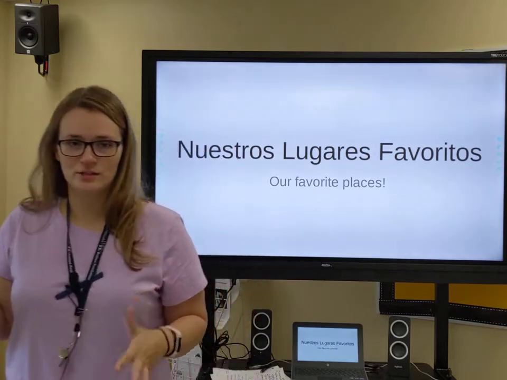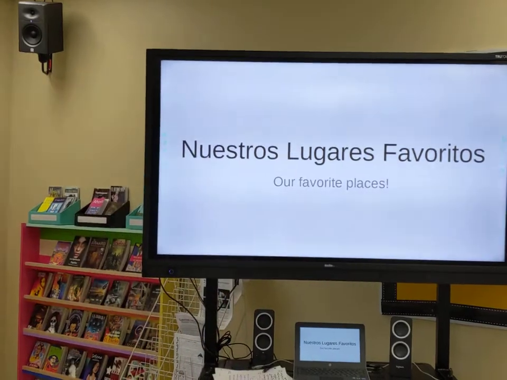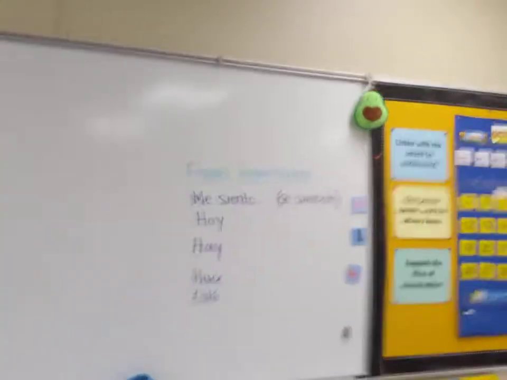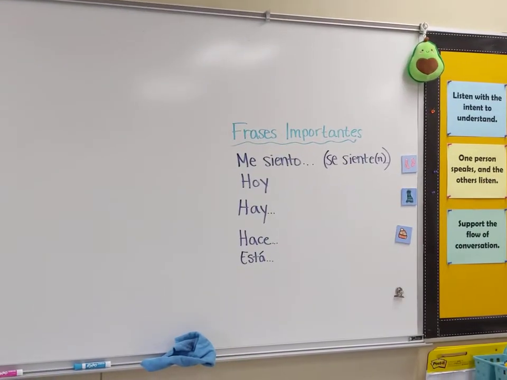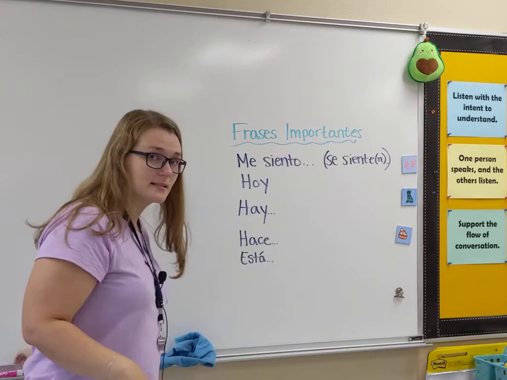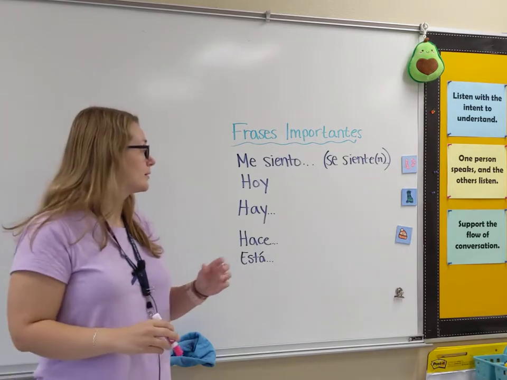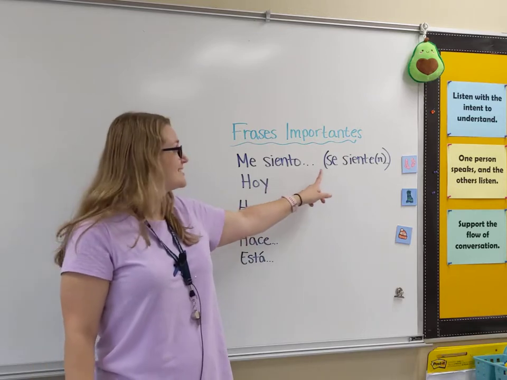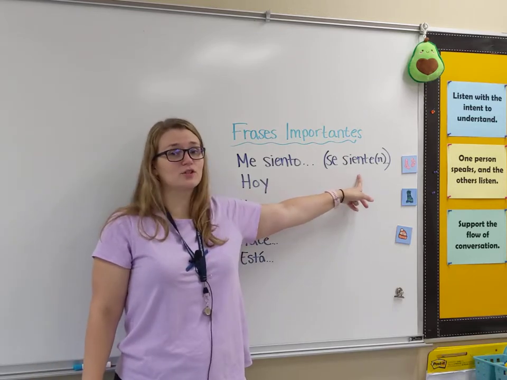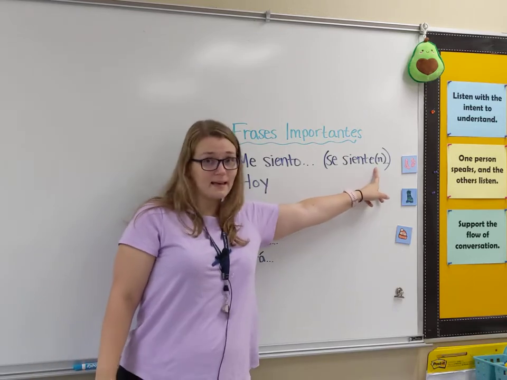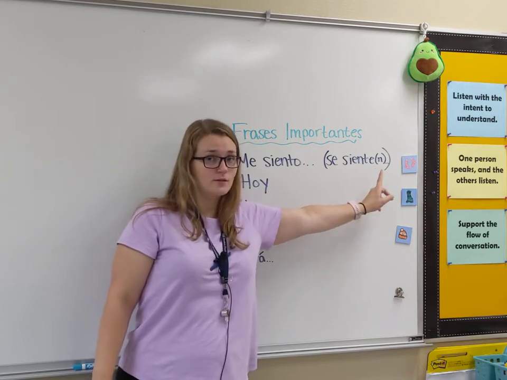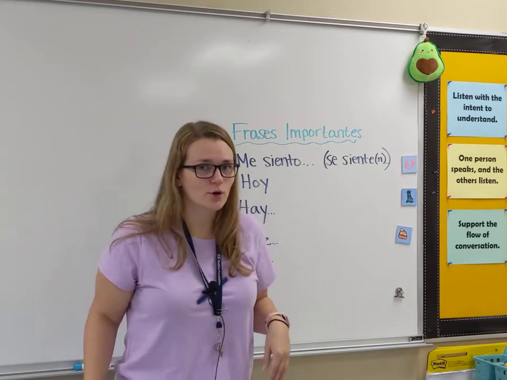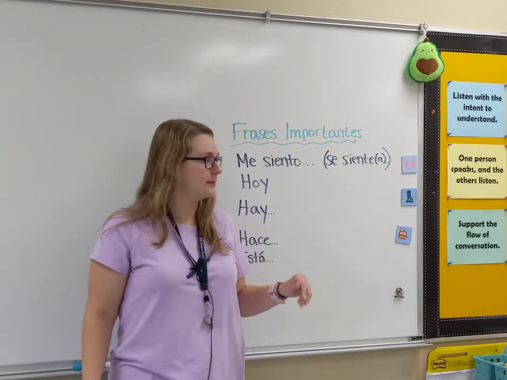Okay, really quickly actually, let me show you some phrases you might want to use. So over here on the board, you can see that there are some important phrases. These might be some sentence starters you want to use for your description. Me siento means I feel. Se siente means he or she feels. Se sienten means they feel. So if you want to talk about how different people are feeling in the pictures, you can, but if there's no people in the pictures, you can't do that, okay?